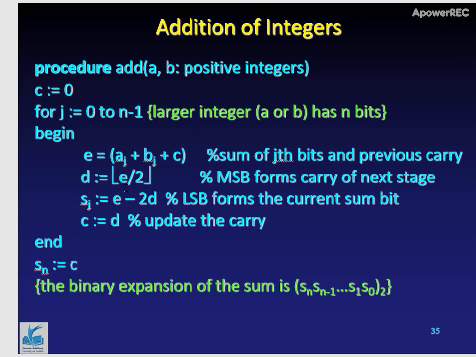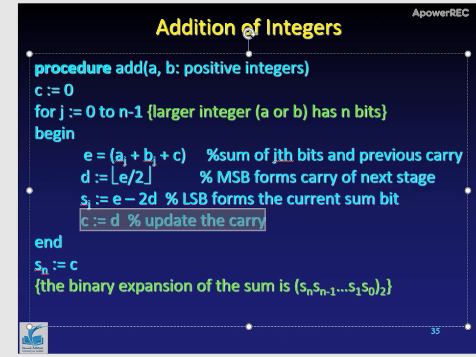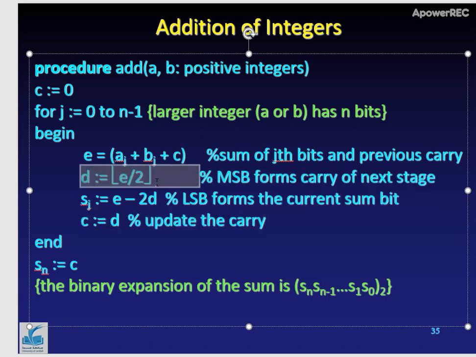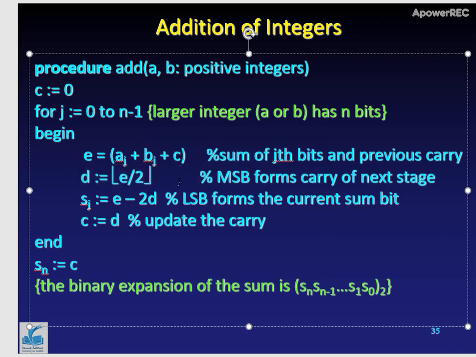So how do we get the MSB from the sum? Remember, this number e is either 0, 1, 2 or 3. To get the most significant bit, we divide it by 2 and ignore the fractional part. This gives us the most significant bit. And the most significant bit, as you may remember, forms the carry of the next stage. So we update the carry to be equal to the most significant bit of the sum of the bits of this stage and the previous carry.